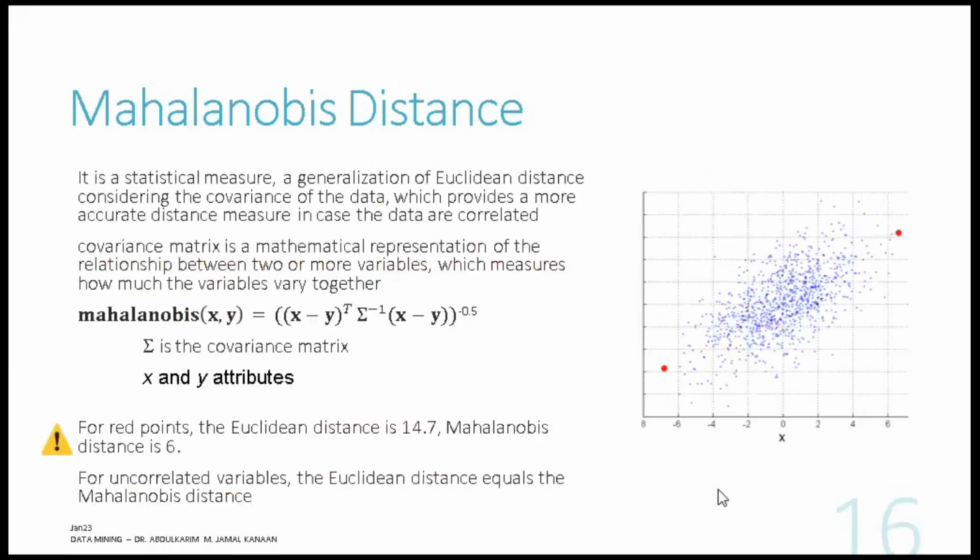So here is an example, a nice one, showing you. Let's say I have two objects, and I have feature X and feature Y, and I'm interested in calculating the distance, how far they are from each other. If I use Euclidean distance, it is going to give me 14.7, because it considers there's no correlation between them.